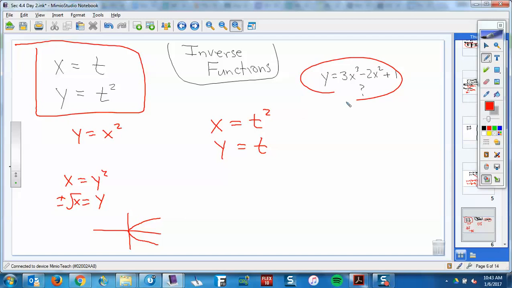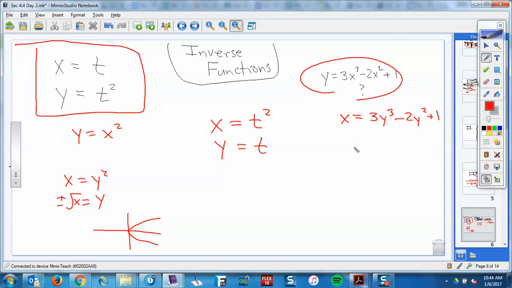Because when you say interchange the x and the y, what do you want to do? You'd want to go x equals 3y cubed minus 2y squared plus 1, and then you'd want to do what? Solve for y. Can you solve that for y? There's no way. There's no algebraic way you can solve that for y. You can't do it. So it's a really hard thing to try to find the inverse function of.